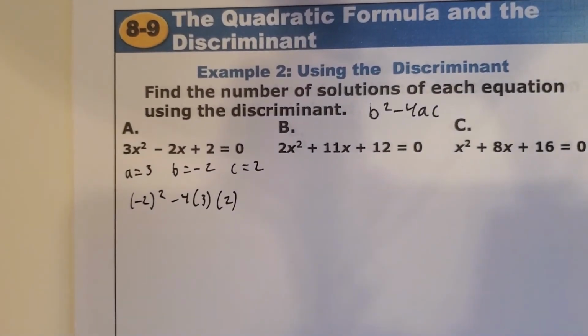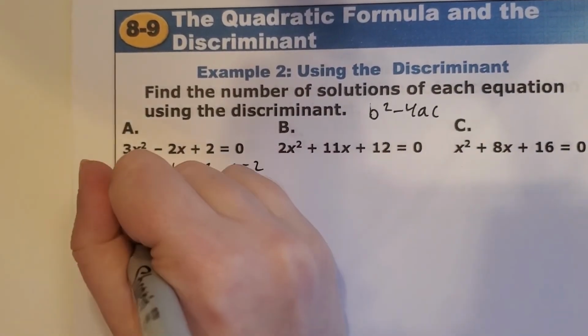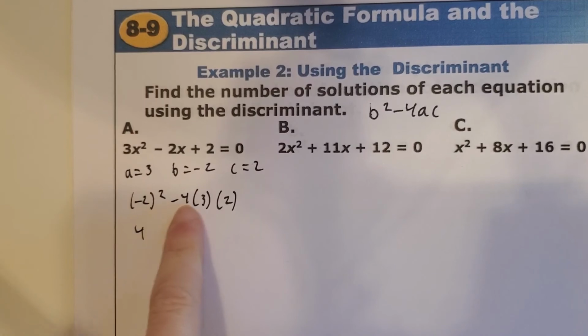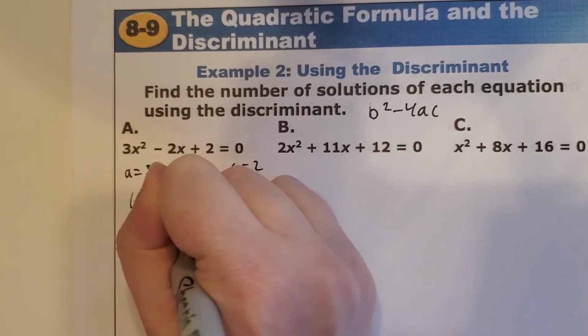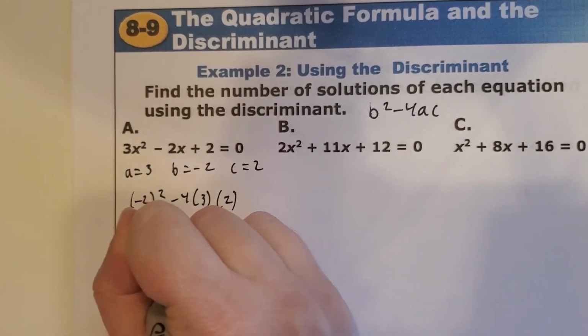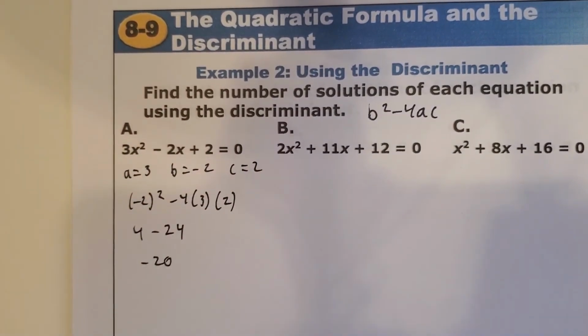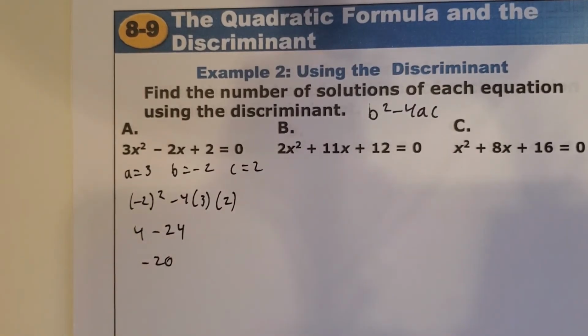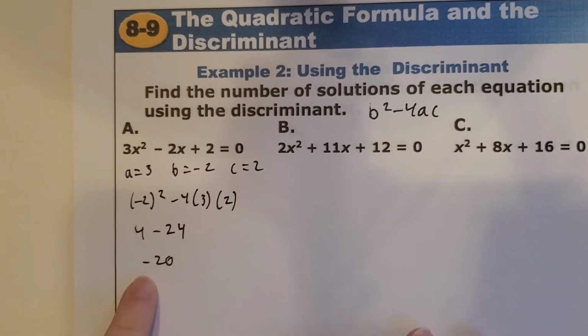What does that get us? Negative 2 squared is 4. Negative 4 times 3 is negative 12. Times 2 is negative 24. So 4 minus 24 is negative 20. The number itself doesn't really matter too much. What matters more is the sign, because we got negative 20, we got a negative number.